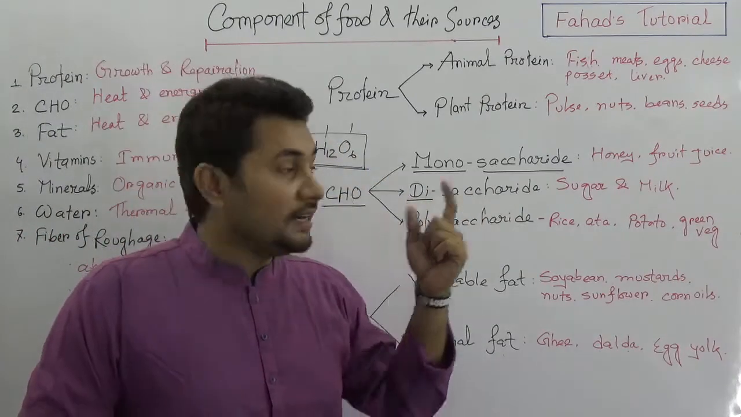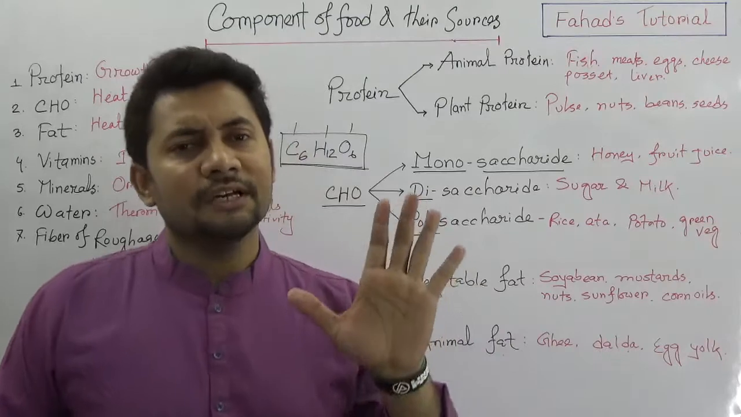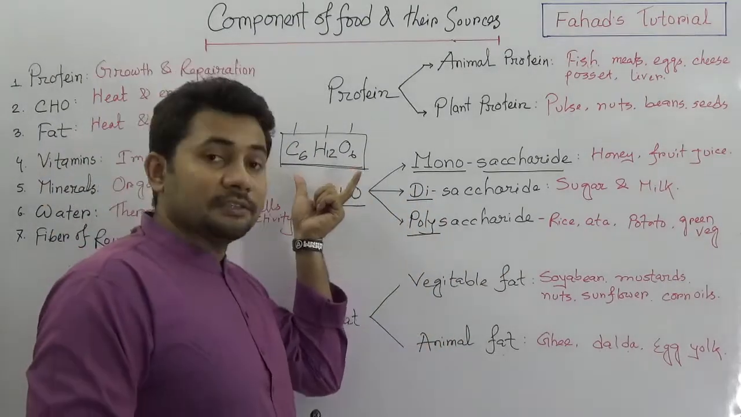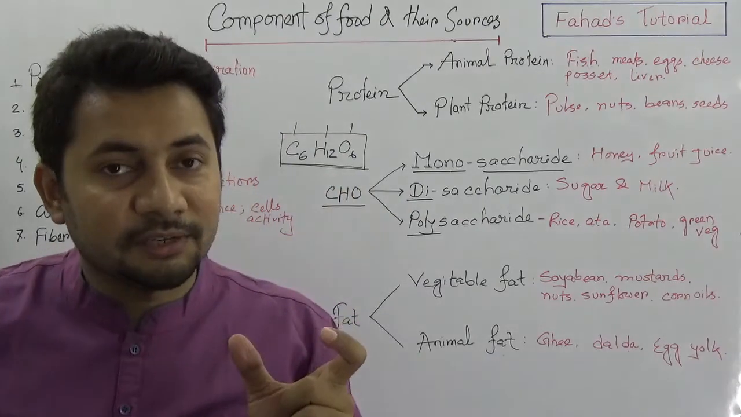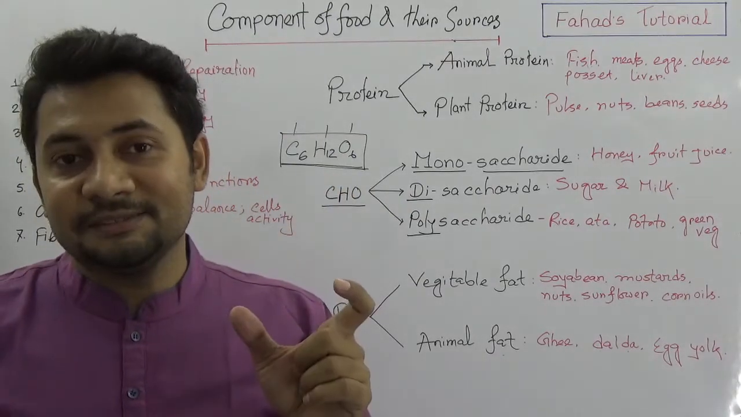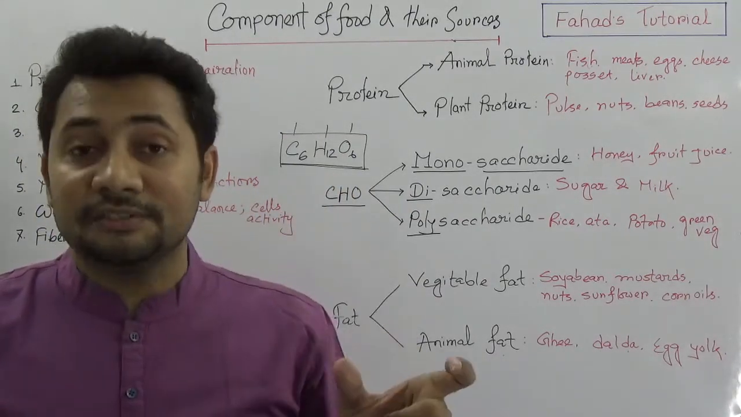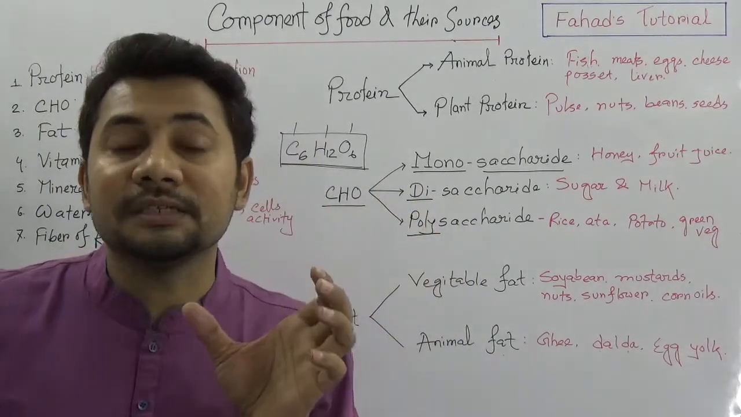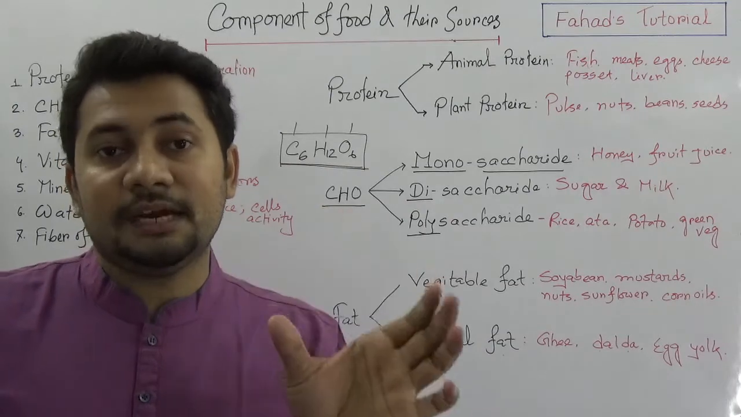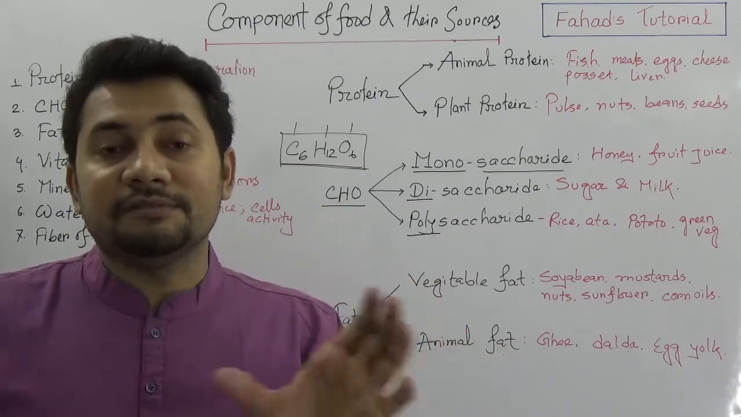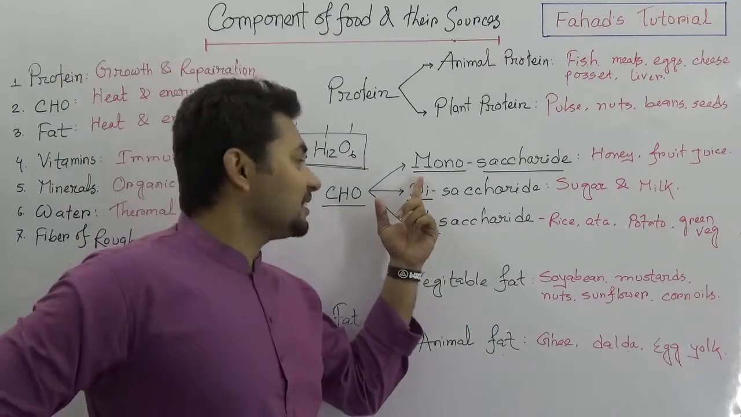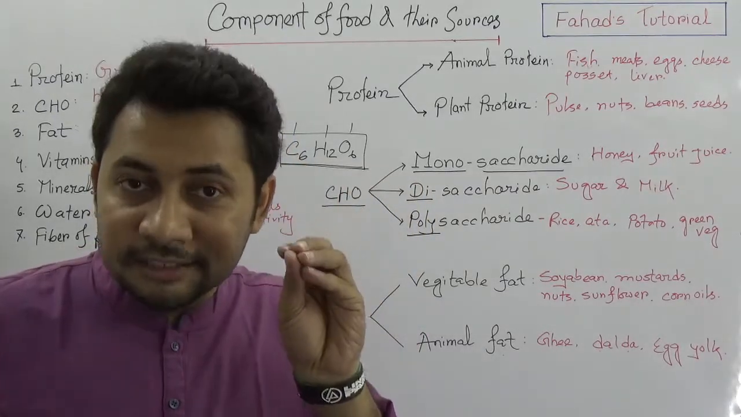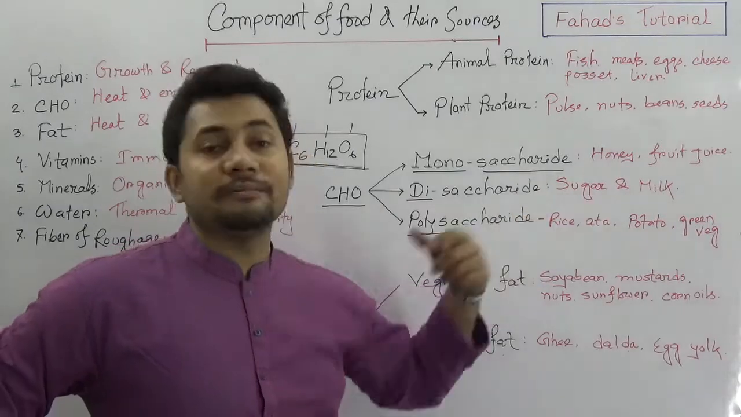In honey and fruit juice, glucose and fructose are available. Glucose is a single carbohydrate molecule, and this is monosaccharide. Actually these are all hexose. Hexose means six carbons. So that is monosaccharide, and then disaccharide means two monosaccharides combined together, and it forms sugar and milk.